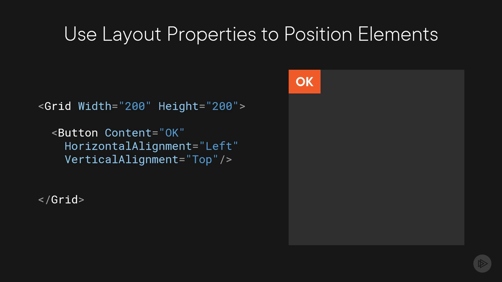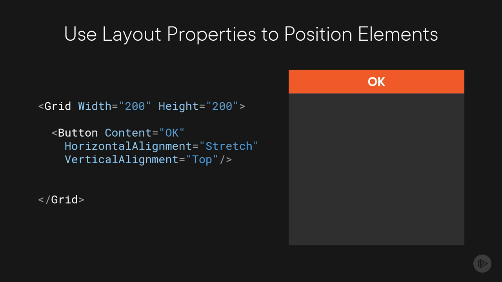On the grid, I have not set any row definitions or column definitions. This means that the grid has just a single row and a single column, so it is just a single cell and the button can be moved around in the whole grid. You can set the horizontal alignment property on the button to center the button horizontally in the available space. You can also set it to right to move the button to the right side of the grid. The horizontal alignment property can also be set to stretch. This value will stretch the button to the available width.